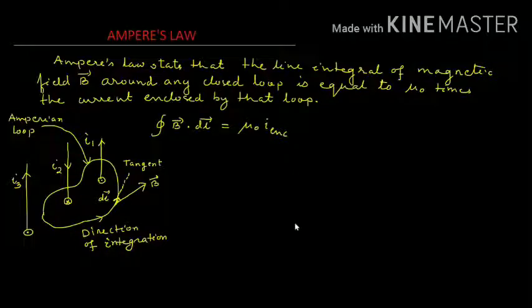Ampere's law states that the line integral of the magnetic field B around any closed loop is equal to mu0 times the current enclosed by that loop. Mu0 is called the permeability of free space. So the line integral of B dot dl is equal to mu0 times I_enc. The circle on the integral sign means that the dot product of B dot dl is integrated around a closed loop called the Amperian loop. The current I_enc on the right is the net current encircled by that loop.